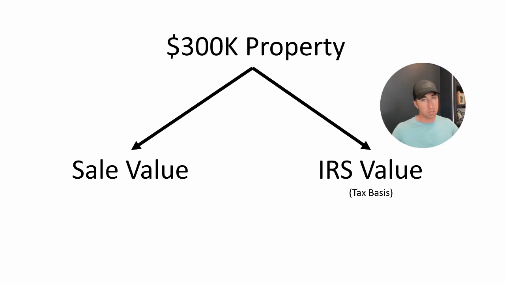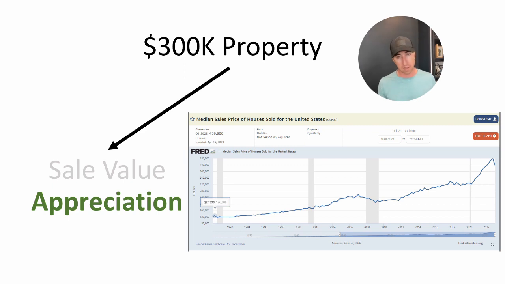Let's use an example here. You bought a $300,000 property. What I like to do is break it down into what I call sale value and what I call IRS value, or tax basis. Let's talk about the sale value first. The sale value is what we all understand as appreciation, right?